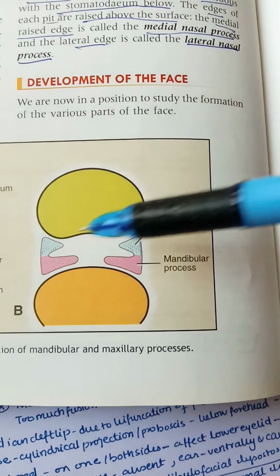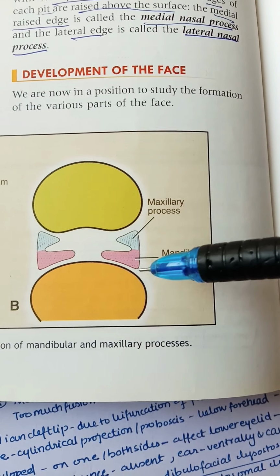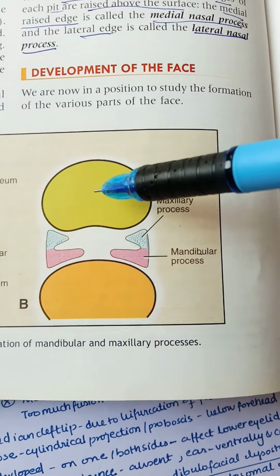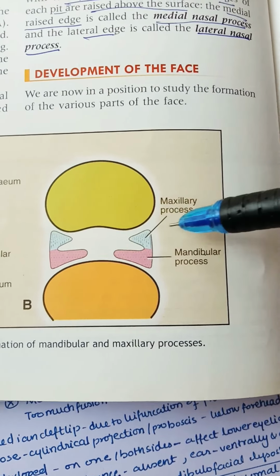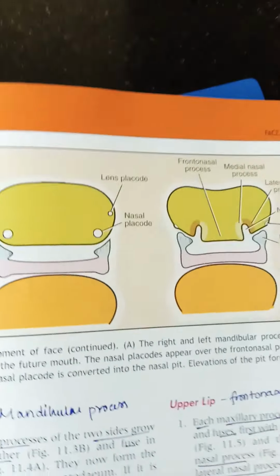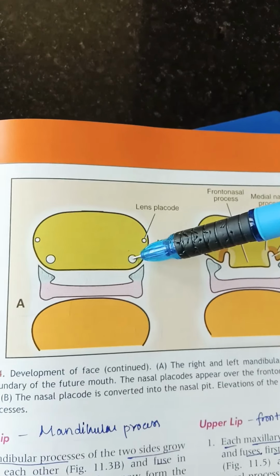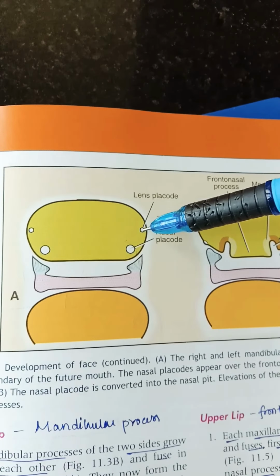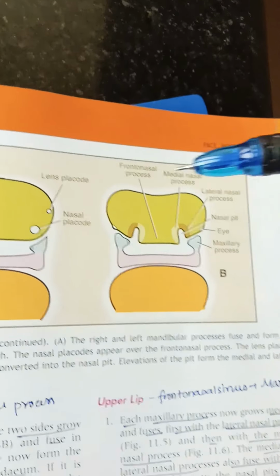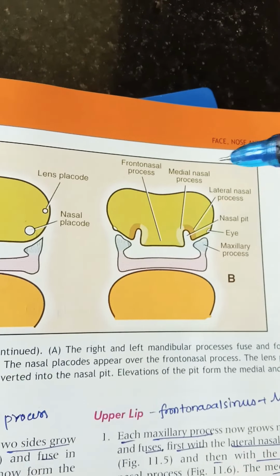Now you can see this is a frontonasal process, right? This is a maxillary process and this is a mandibular process. So our maxillary process, mandibular process and frontonasal process, all three together help a lot in the formation of face. So here you can see now the nasal placodes are formed in a frontonasal process, and this is a maxillary and mandibular process. And now you can see what is happening here. The frontonasal process is here itself.